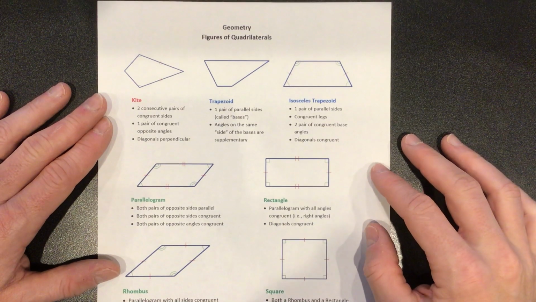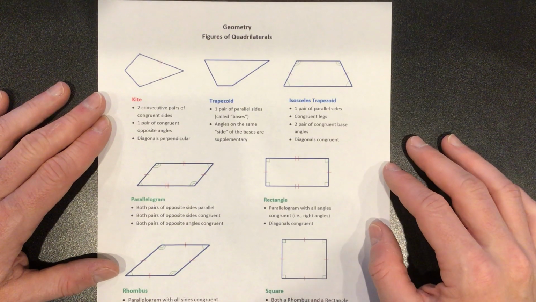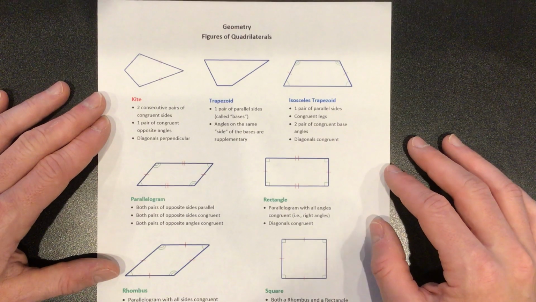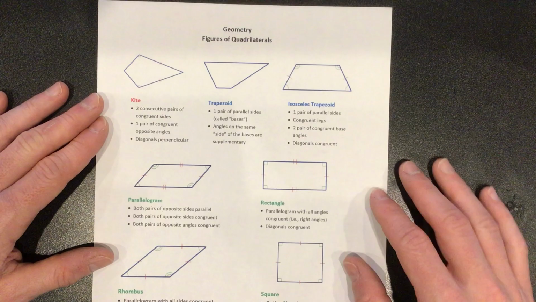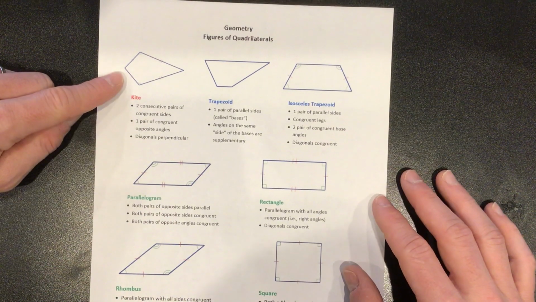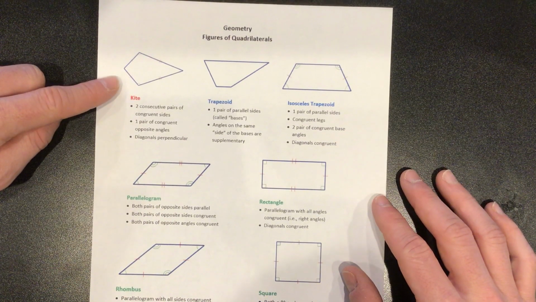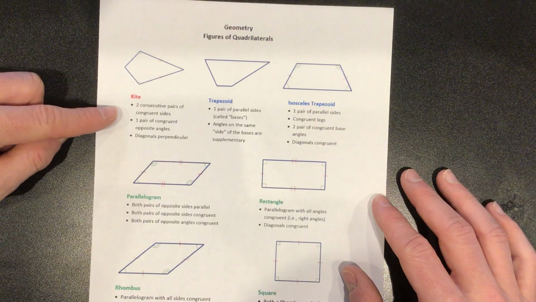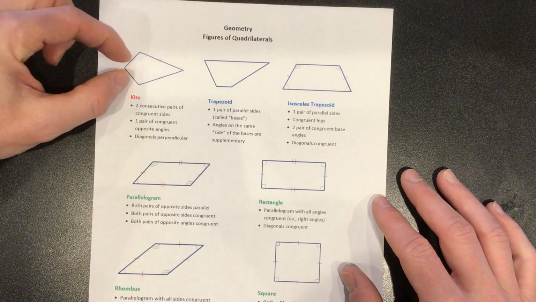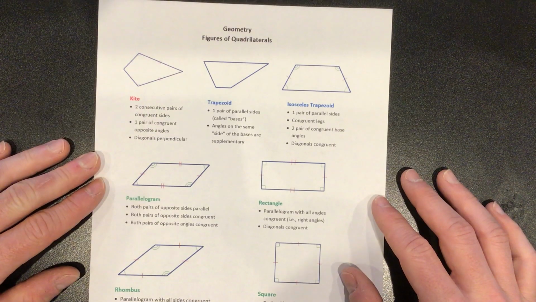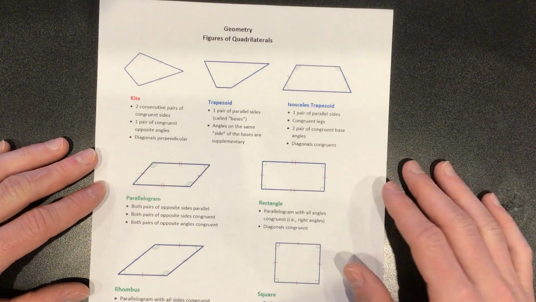Okay, this next unit is all about quadrilaterals. A quadrilateral is a four-sided polygon, and there's going to be all sorts of different types of quadrilaterals. So we're going to talk about a kite, and a kite typically looks like this. Its best feature is probably the fact that it's got two consecutive pairs of congruent sides, so those are congruent and those are congruent. It also happens to have all sorts of other properties.